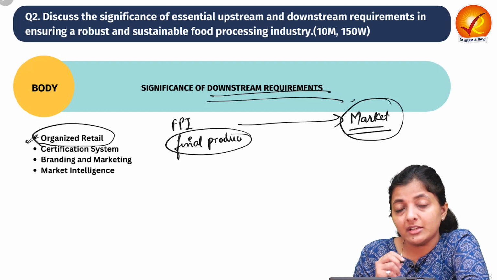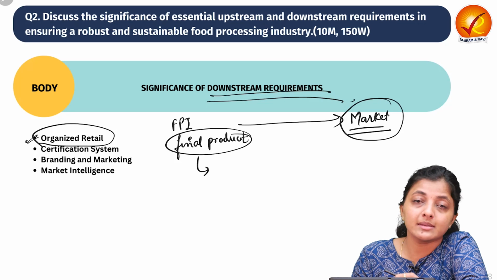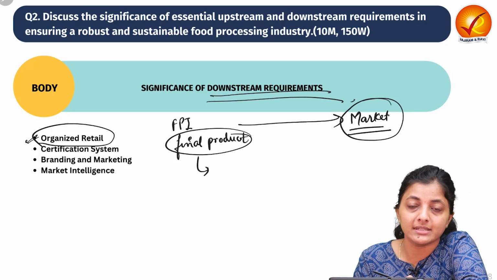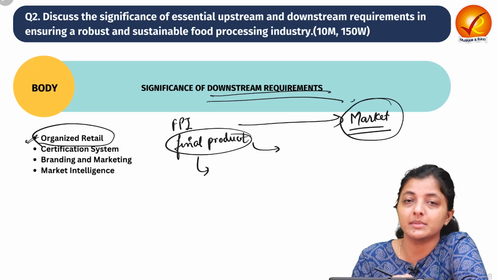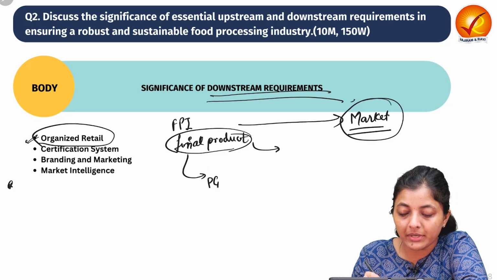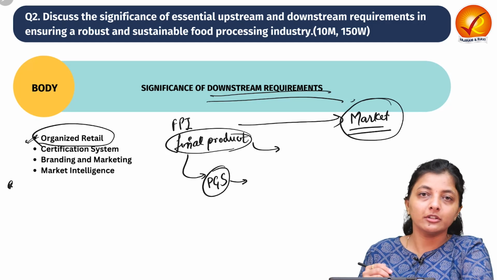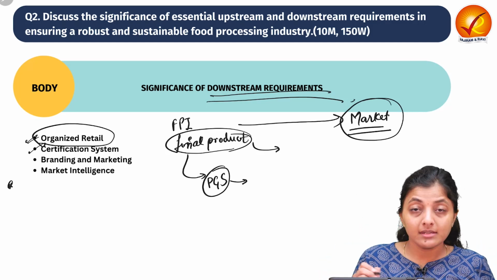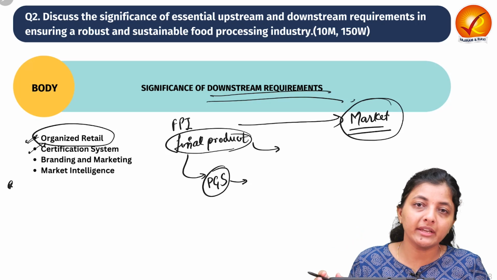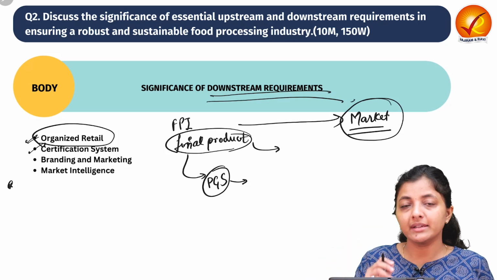Then if this final product is certified by some authority or governmental agency, it will build trust among the public, like the Participatory Guarantee Scheme, which is a certification scheme for organic products in India. Next, this final product, before getting into the market, should have some brand name.